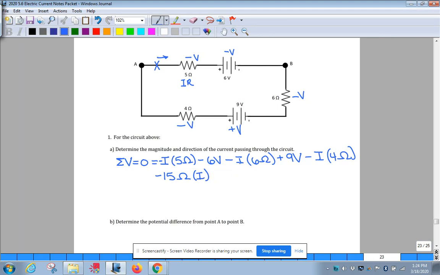And then we have negative 6 plus positive 9. So we're going to have positive 3 volts equals 0. I have to solve out for I here, so I'm going to bring the negative 15 I to the other side, so 15 ohms times I, and we're going to solve out.